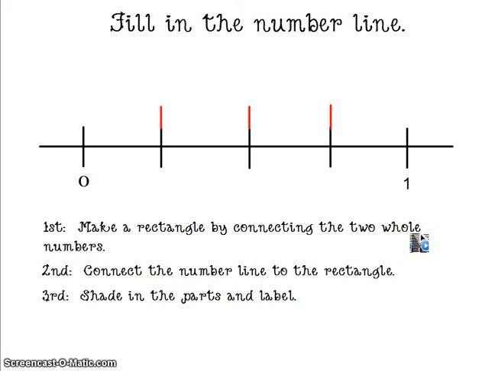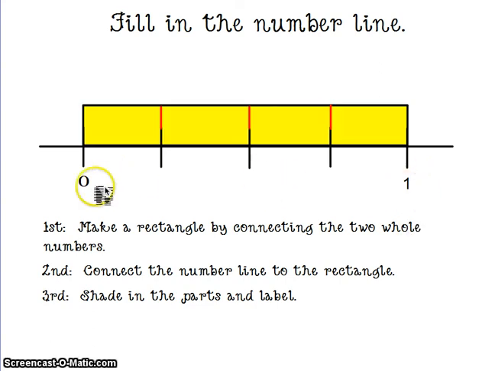Okay, so the first thing you're going to do is to make a rectangle by connecting the 2 whole numbers. And this is what's really, really important, guys. You have to find your whole numbers, and they have to be numbers that are consecutive. Okay, so you want to find like 0 and 1, or 1 and 2, or 4 and 5, or 20 and 21, but they have to be two numbers that are consecutive. Okay, then you draw your rectangle between those two boxes.